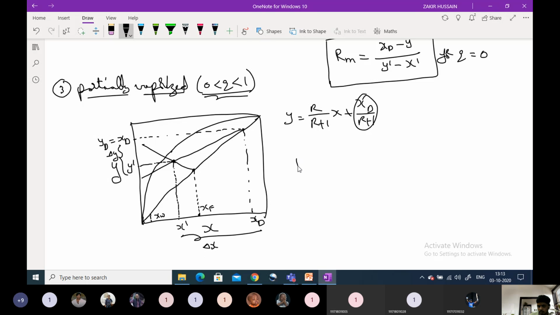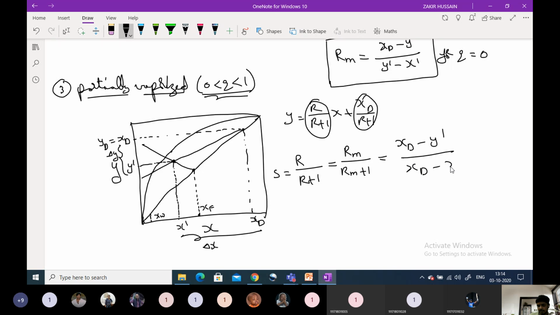The slope we already know: slope is nothing but s is equal to R by R plus 1. For minimum, it is just our notation scheme that is different, Rm by Rm plus 1 is equal to delta y by delta x. Delta y is xd minus y dash, divided by xd minus x dash.